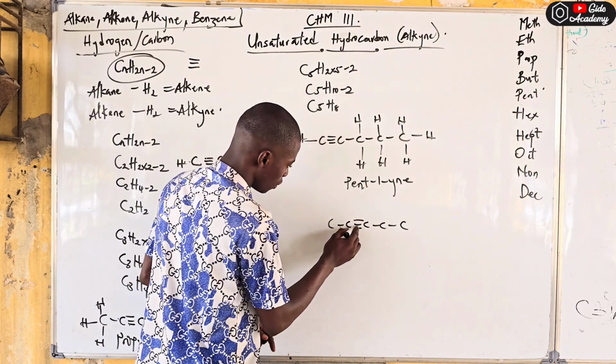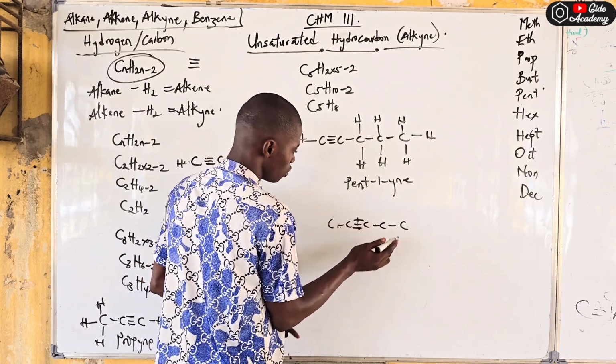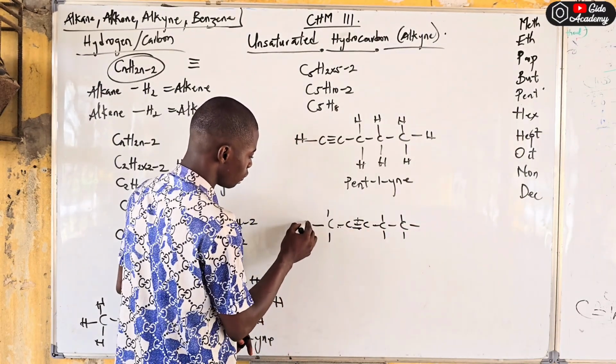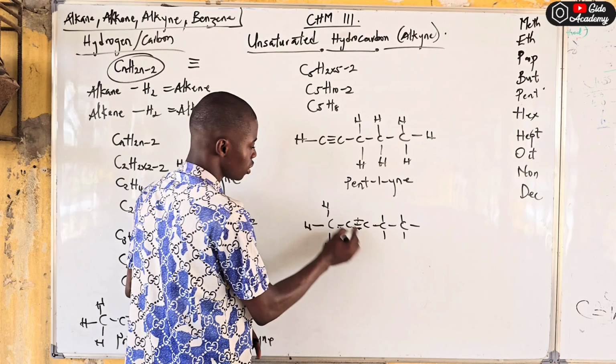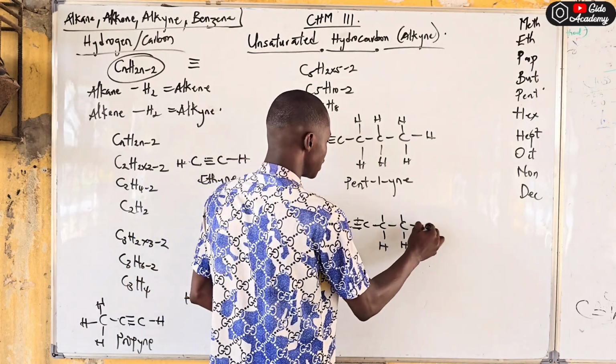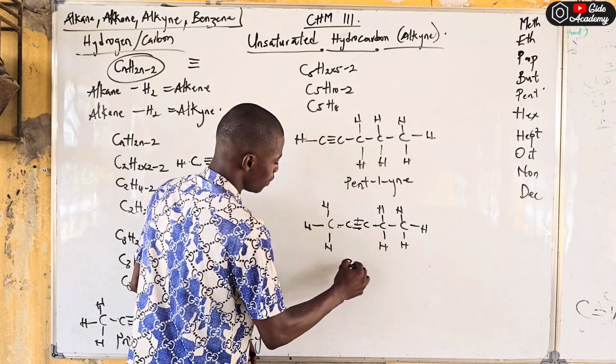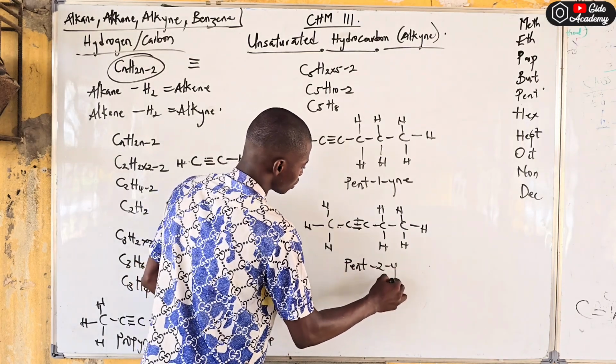This carbon atom is stable. 1, 2, 3, 4. 1, 2, 3, 4 is stable. So this one needs 2. This one needs 3. This one needs 3. Let's confirm. Hydrogen 2, 3, 4, 5, 6, 7, and 8. So this structure will be called pent-2-yne.